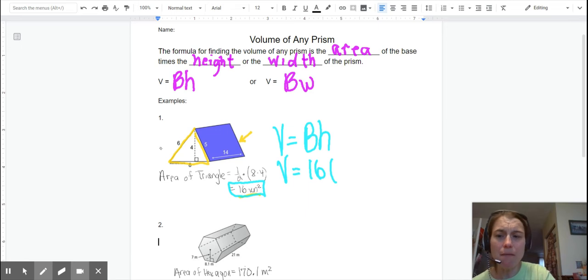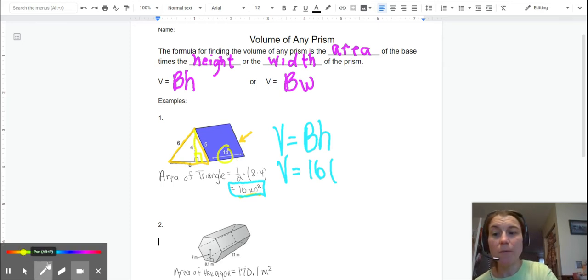And probably the main misconception people have is they think that this number here is the height because they see the right angle. But that's the height of the triangle. That's the height of the base. It's not the height of the prism. The height of the prism is the distance between the two congruent figures, or the two congruent faces. So the height here is actually 14, because that's how far apart the triangles are.